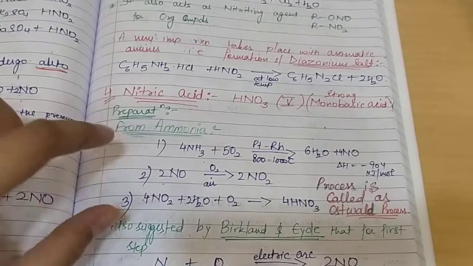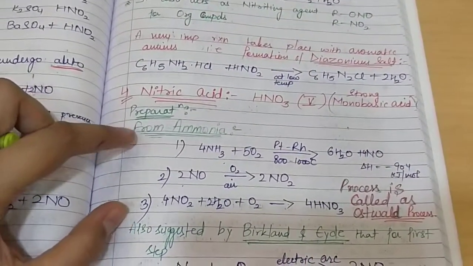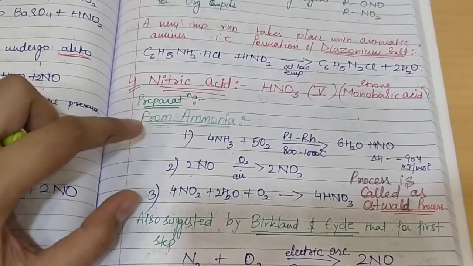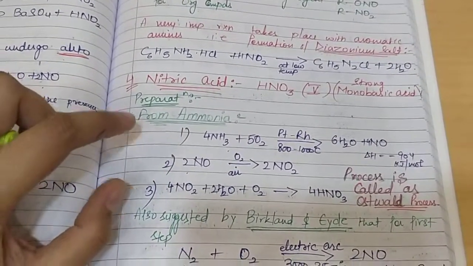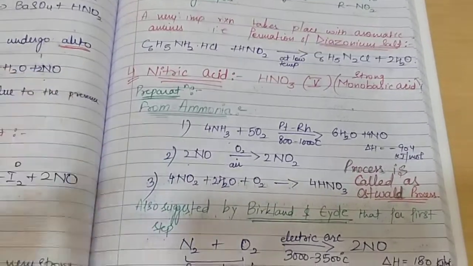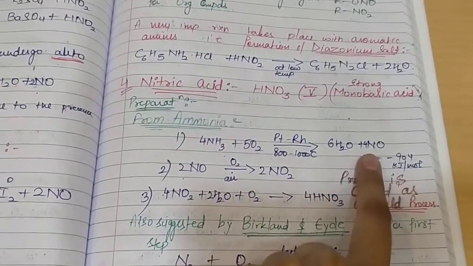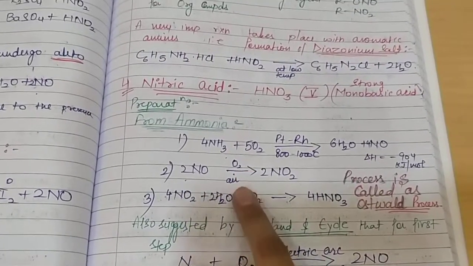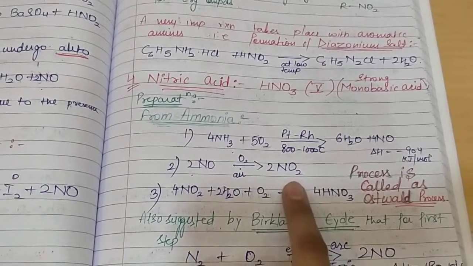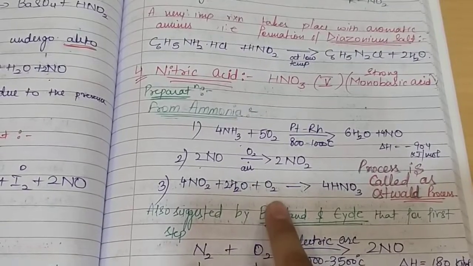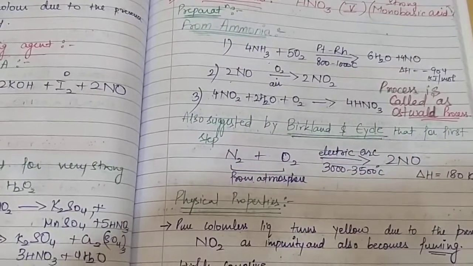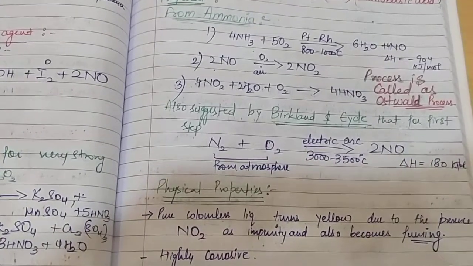So this is the important process, the Ostwald process for the preparation of nitric acid, where the first step is oxidation of ammonia in the presence of platinum rhodium, and we get NO, that is nitric oxide. Then NO further reacts with oxygen to give NO2, and then NO2 reacts with water to give HNO3 in the final step. Further improvement was suggested by Birkeland and Eyde.